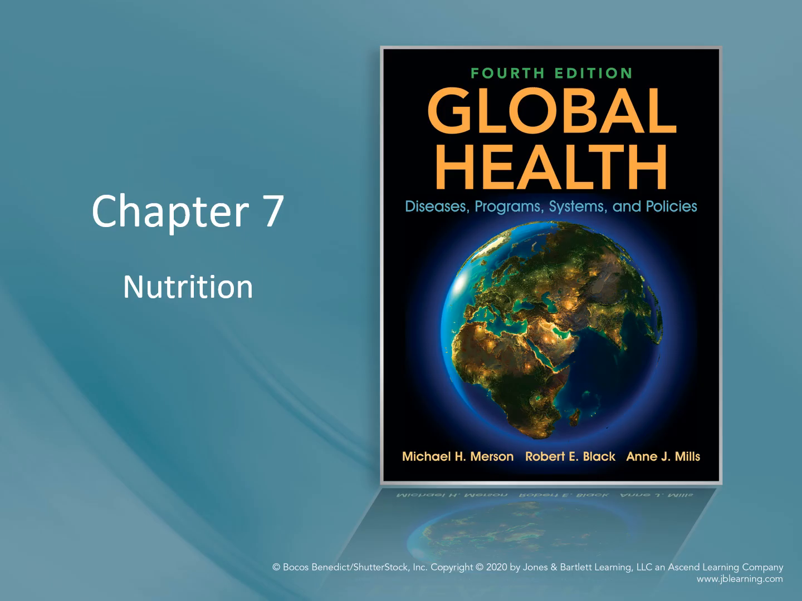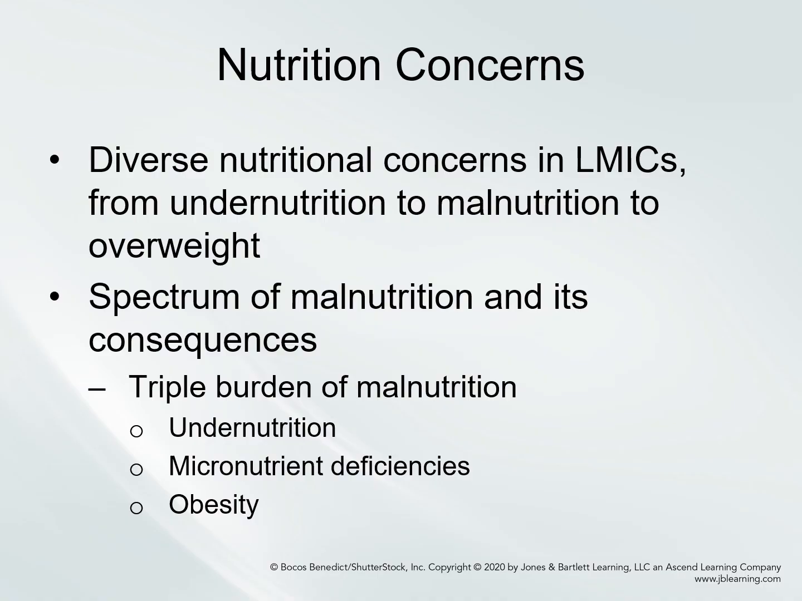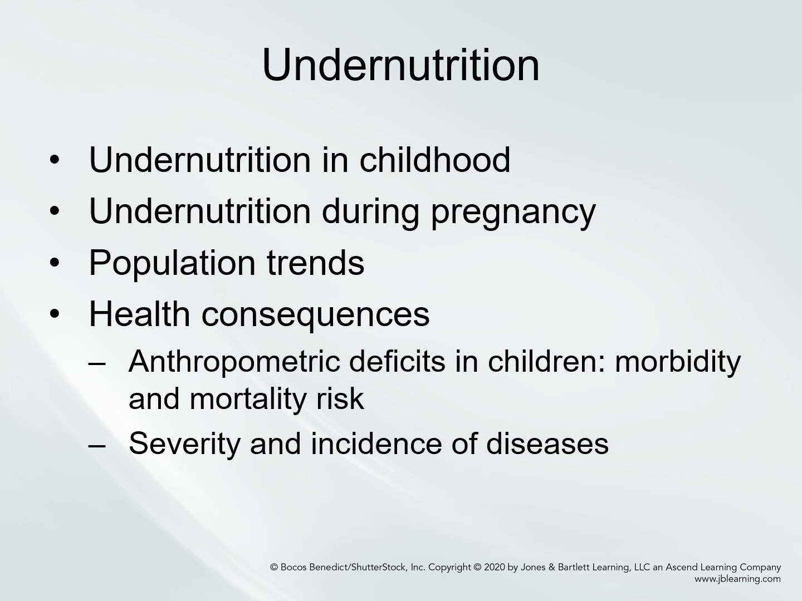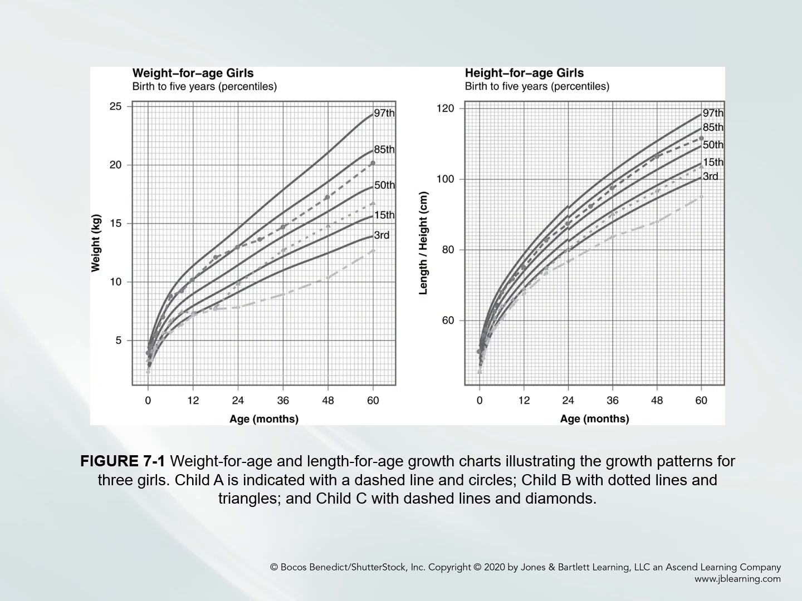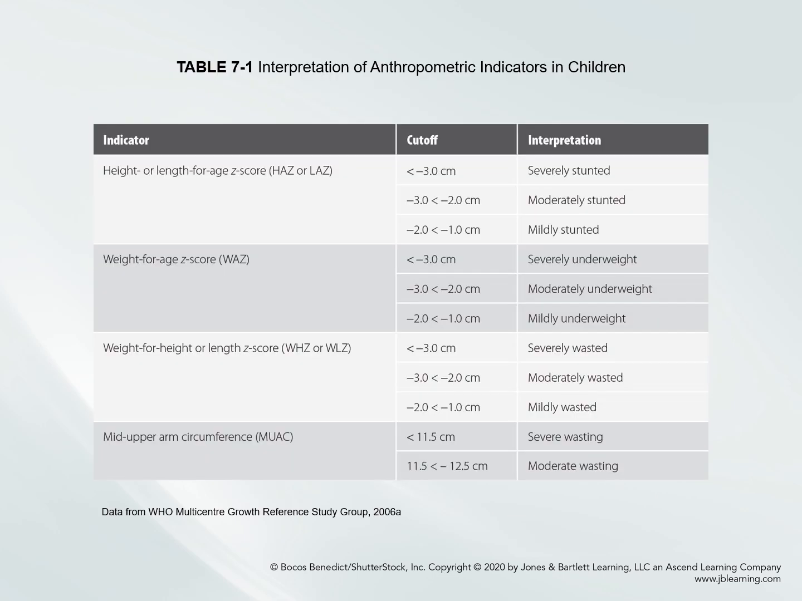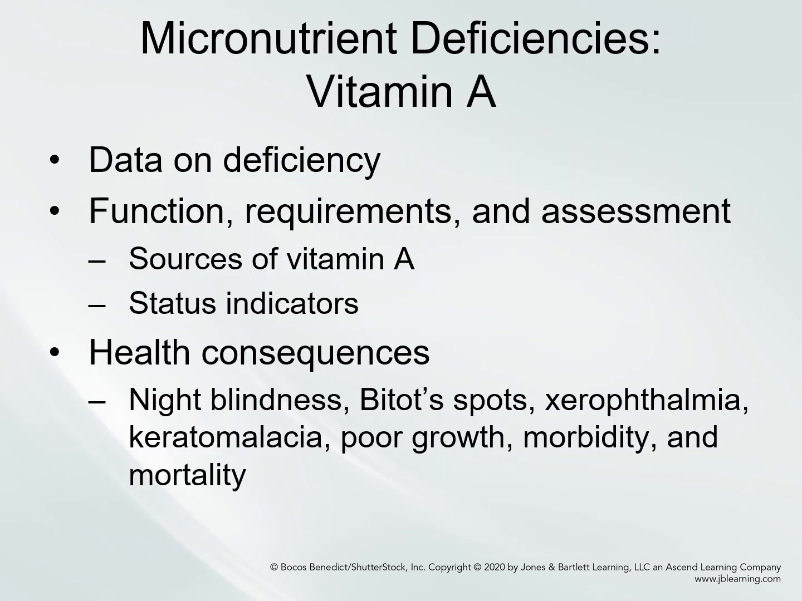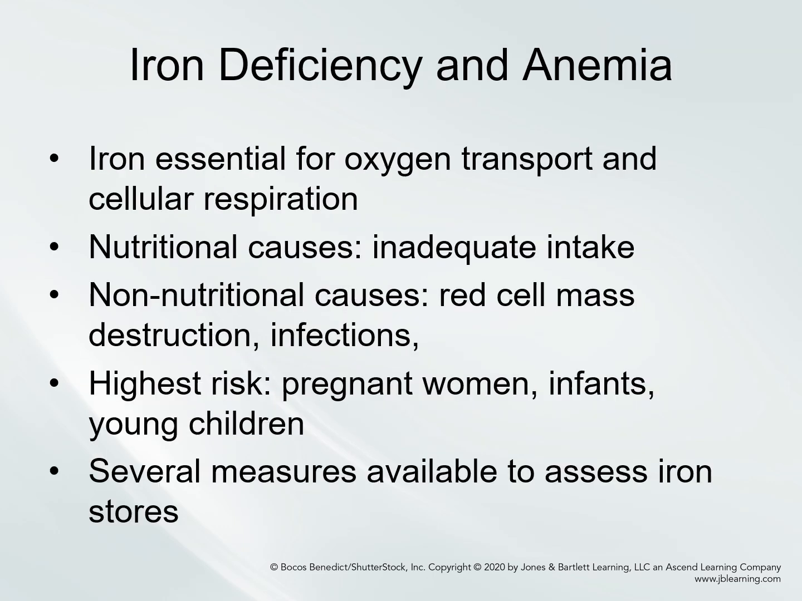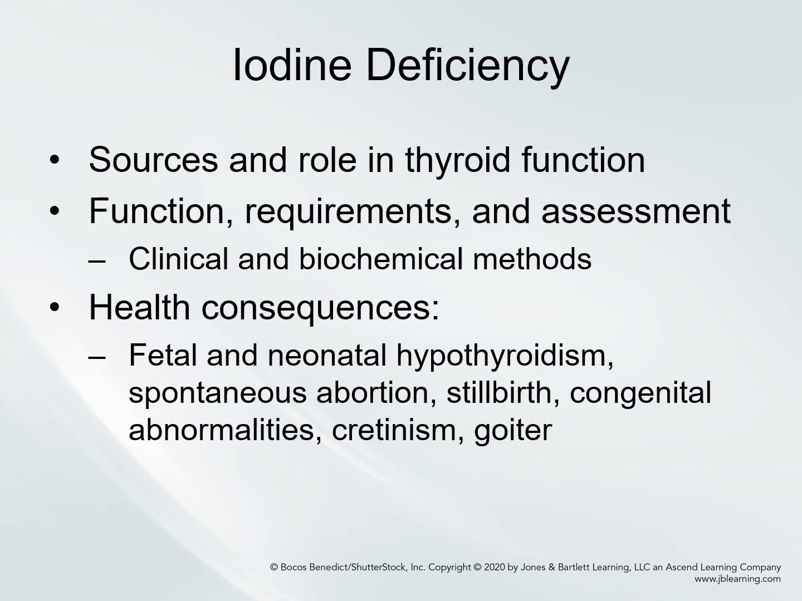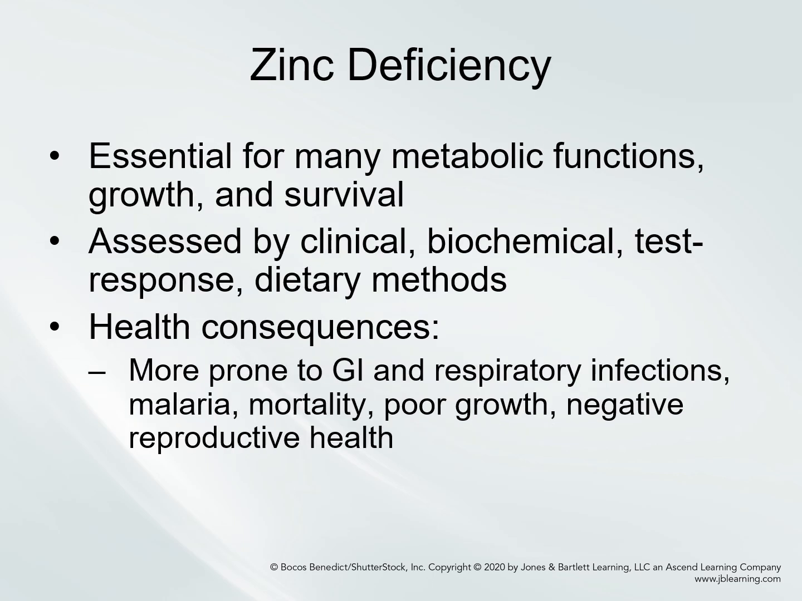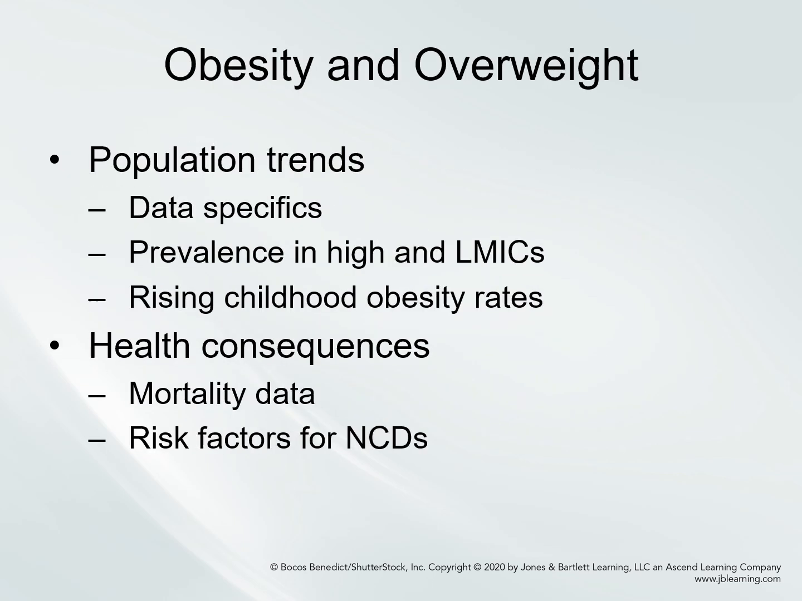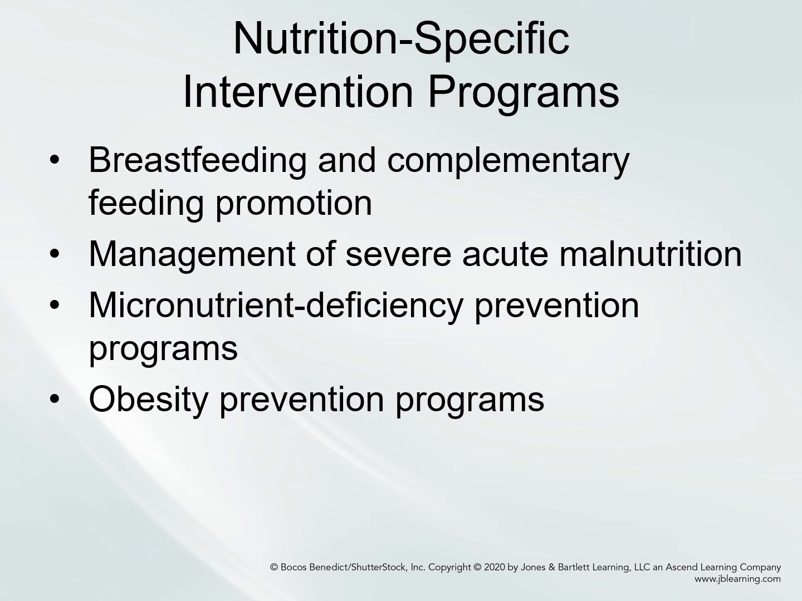I'd spend less time on Chapter 7, nutrition, unless it relates to your research. It's important to understand the burden of malnutrition, undernutrition consequences, how to use growth charts, anthropometric indicators in children, maybe read through vitamin deficiency, understand anemia, consequences of iodine deficiency, obesity epidemic, and successful nutrition intervention.